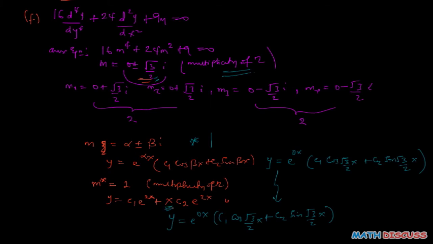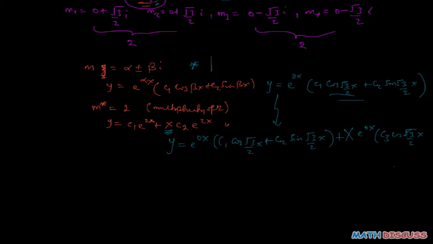Then we go to the next one, which is going to include x. Then plus x, and we write the same solution again. That's going to be e to the power 0x, not c1 now, we continue with c3 cosine of root 3 over 2 x, then plus c4 sine of root 3 over 2 x. So this is what we're going to get.